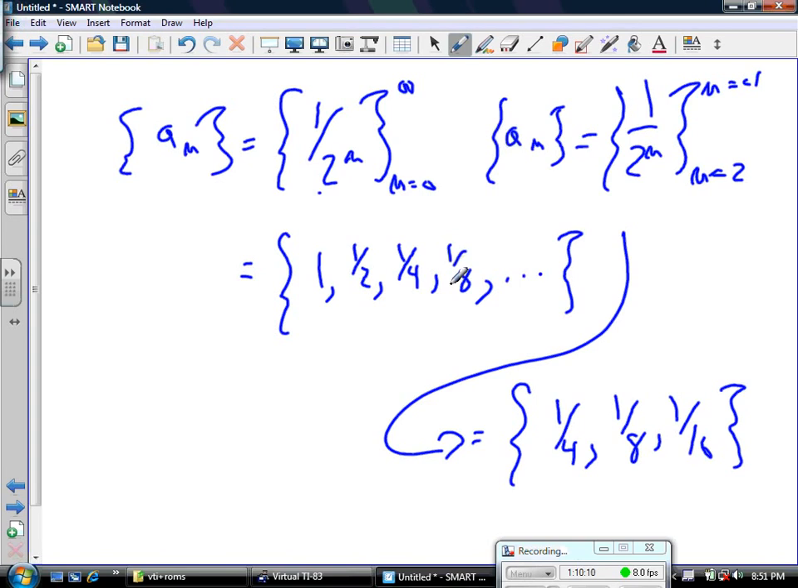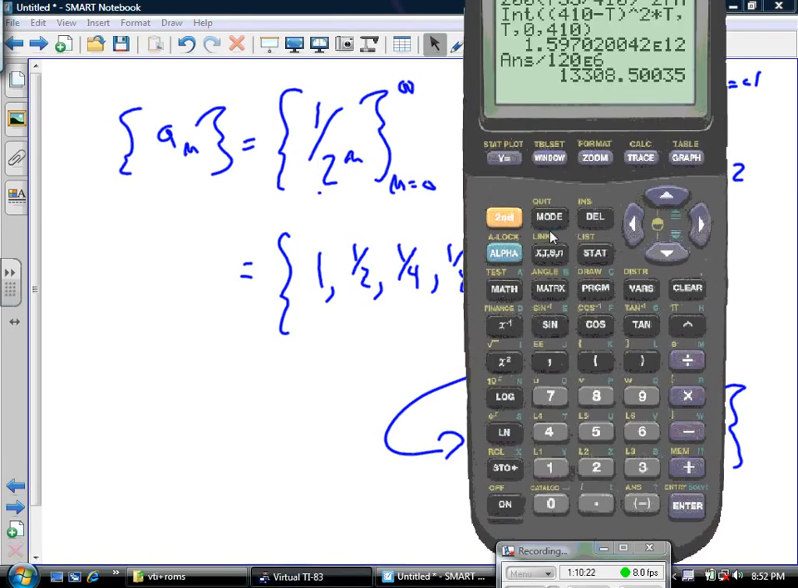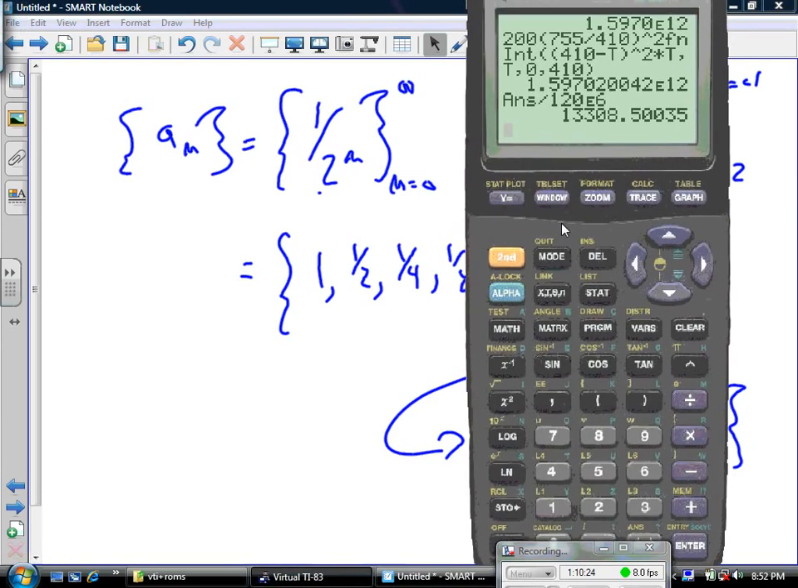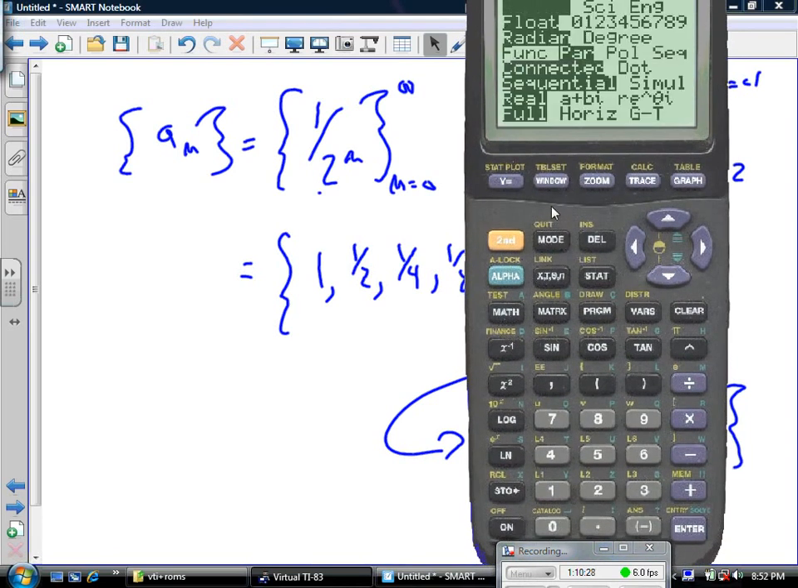How do you graph this? We could do it on the calculator. Well, you could do that, but there's an actual sequence mode on here. Go to the TI-83 and go into mode and change it from function mode to sequence mode.